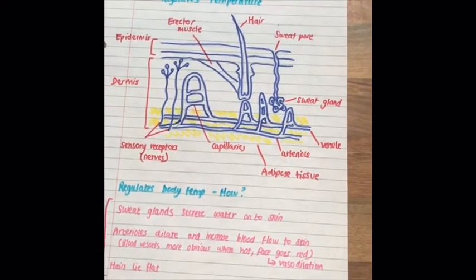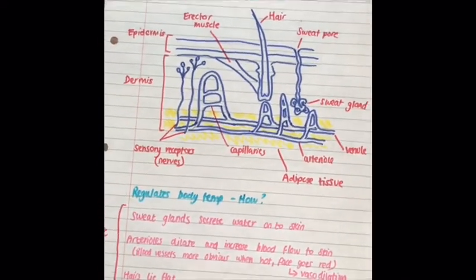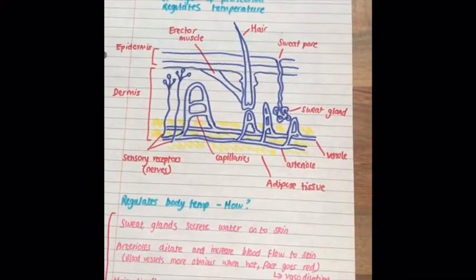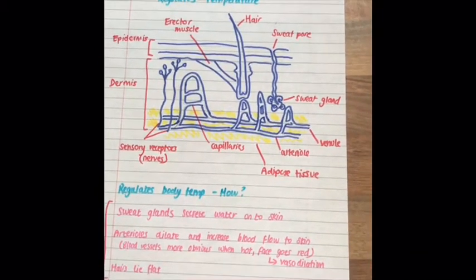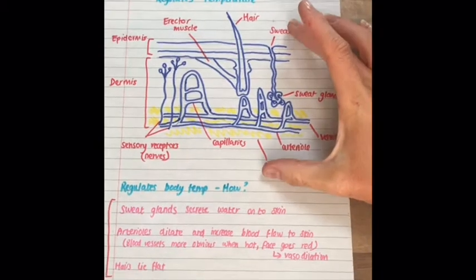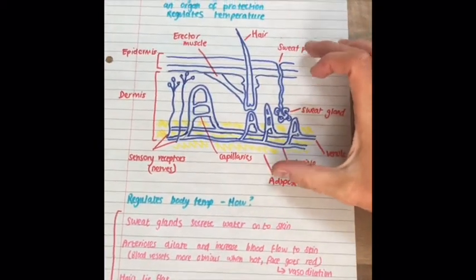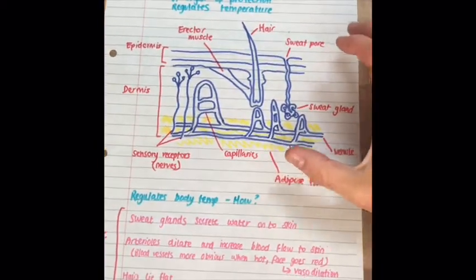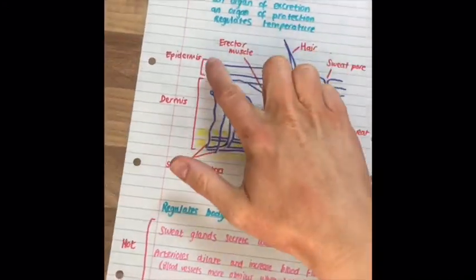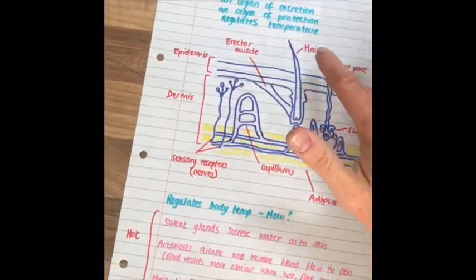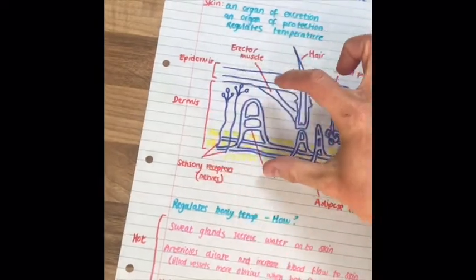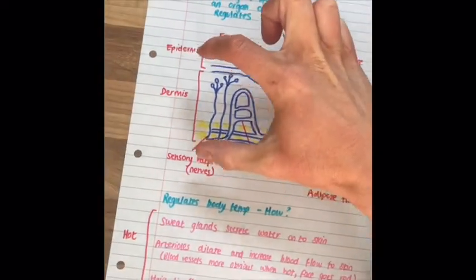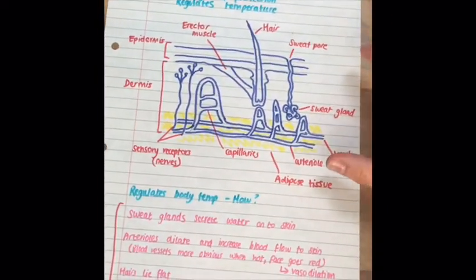Okay, so when we look at the actual diagram of the skin, there are different parts that you need to be able to label. You need to be able to draw this picture. It is the same for ordinary and for higher level biology. So the first layer up here is the epidermis, and the bottom layer is the dermis. Obviously, the dermis is the more detailed part that you need to know.